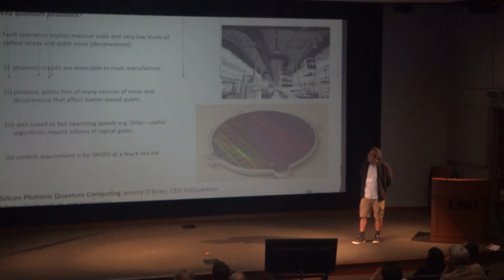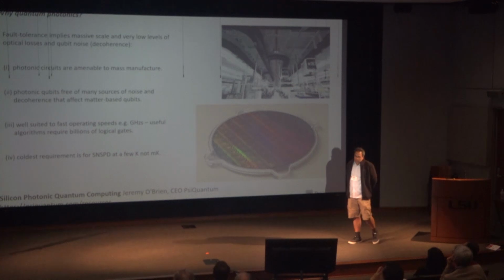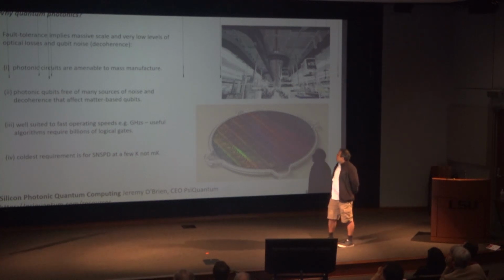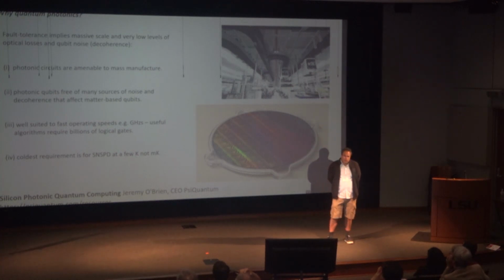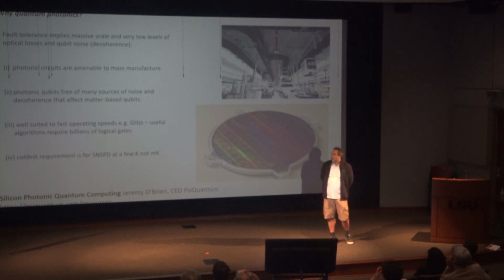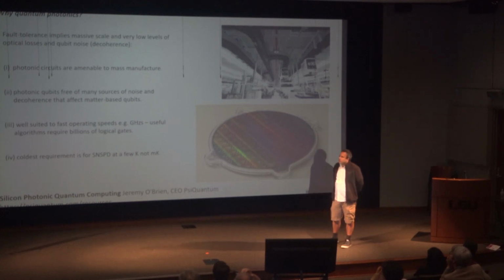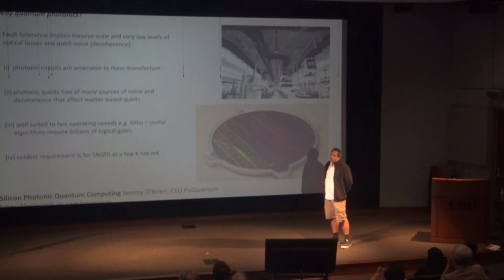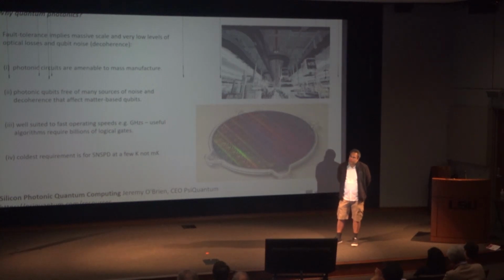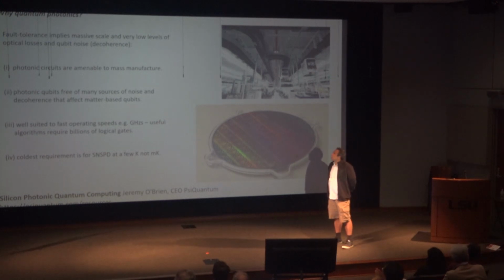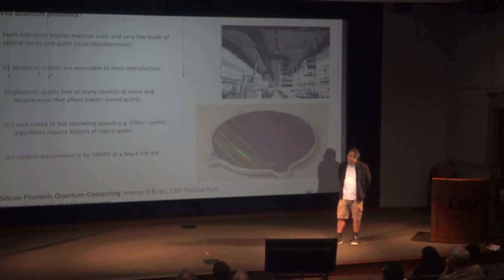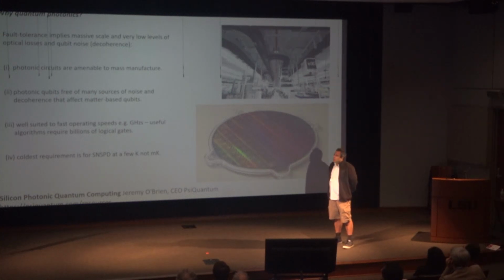So why photons? Well, in order to make a useful quantum computer, our contention is that it needs to be fault tolerant. If it needs to be fault tolerant, it needs to be large. We need to be able to create millions of physical qubits, and we need to be able to do billions of gates. And photonics provides a convincing route to implementing that in practice.